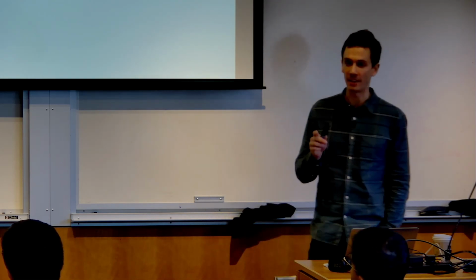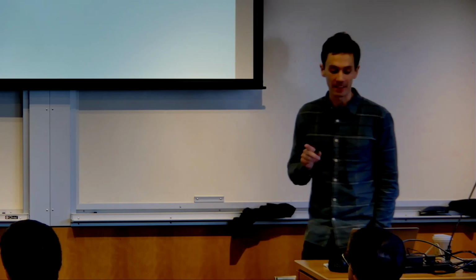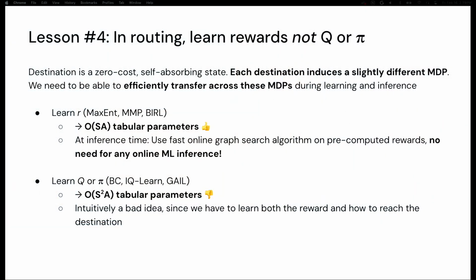OK, so then the fourth and final lesson here is that in the routing context, you should learn rewards and not directly learn a policy or Q function or value function. The reason for this is subtle, but it's really important to understand why inverse RL is a great approach to this problem, unlike something like behavior cloning.